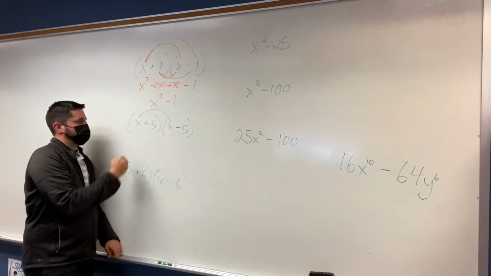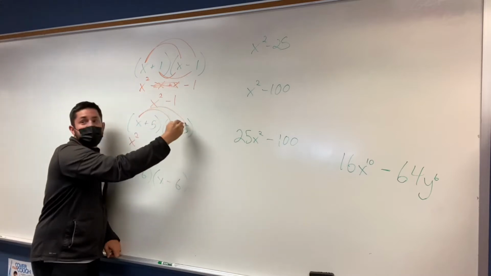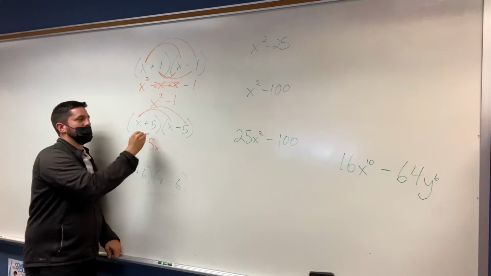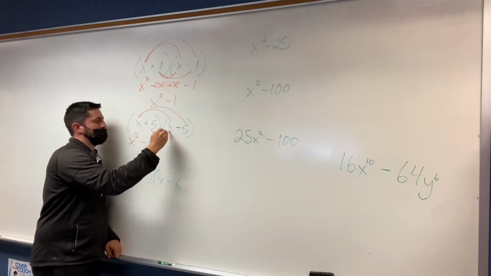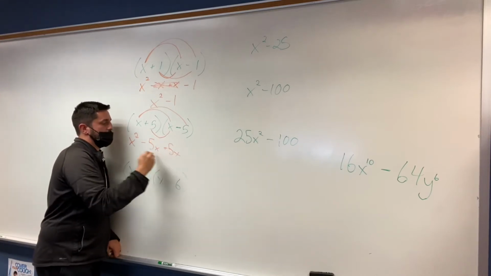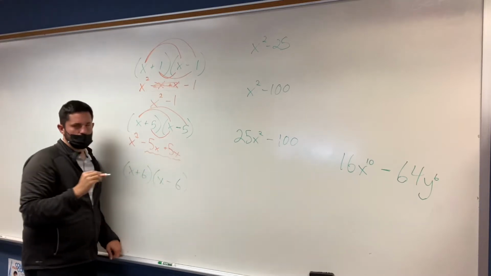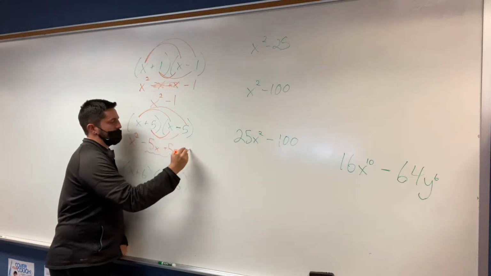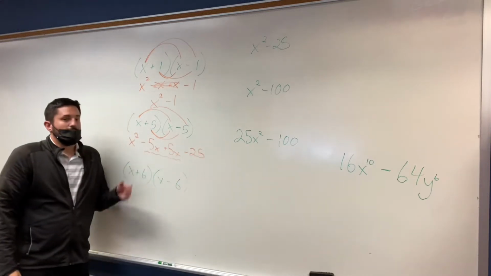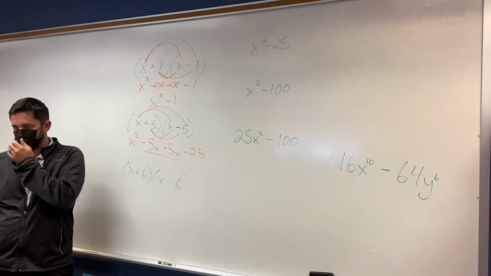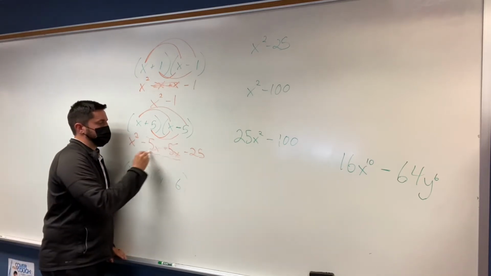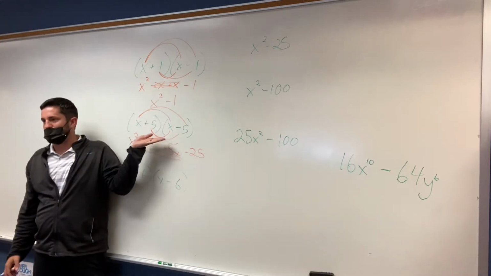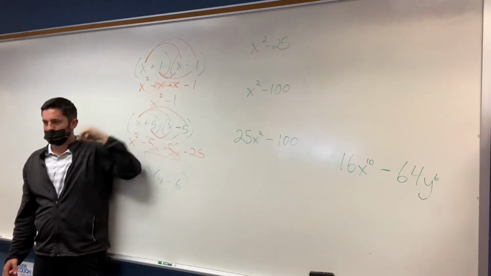x times x, x squared. x times -5 is -5x, followed immediately by positive 5 times x, which is plus 5x. More canceling. 5 times -5 is -25. Got it. What interesting thing happens here? These middle terms cancel out. Now, here's my question. Why are they canceling out? What about the original problem is causing this to happen every time?